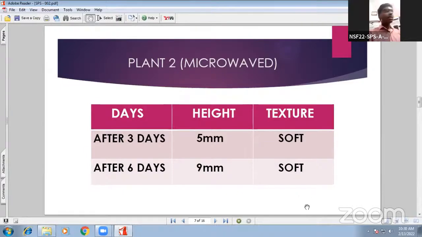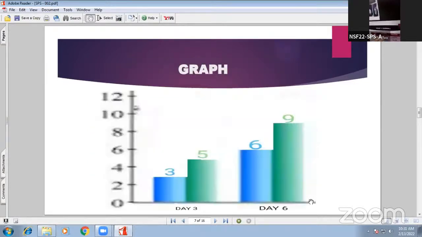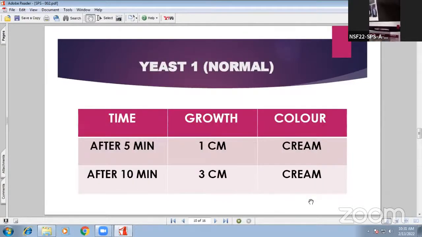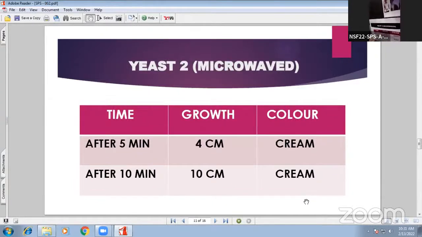The yeast which we mixed in the sugar solution: after 5 minutes, the normal yeast which was not microwaved bubbled up 1 centimeter. After 10 minutes, it bubbled up 3 centimeters. The yeast which was microwaved bubbled up 4 centimeters after 5 minutes, and after 10 minutes, 10 centimeters.